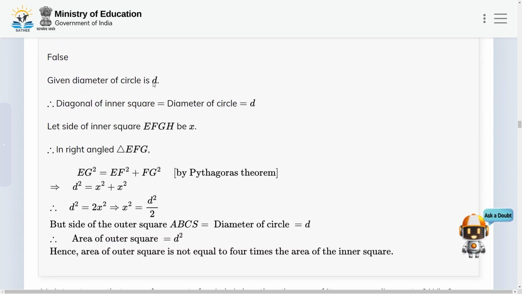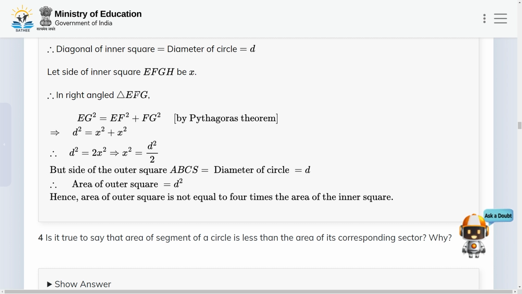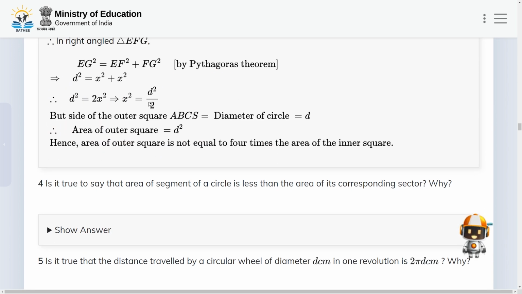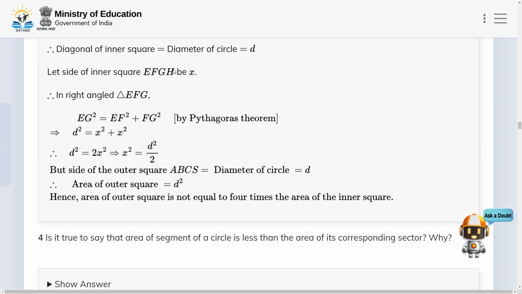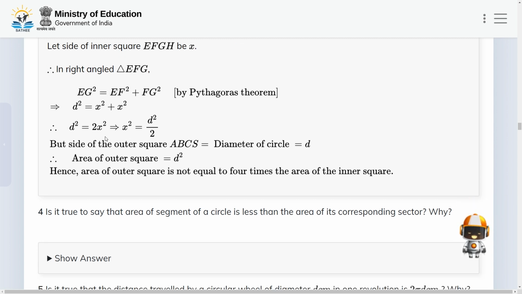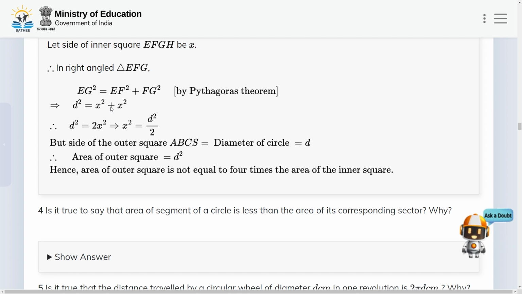So given the diameter of the circle is d, therefore the diagonal of the inner square is the diameter of the circle, that is d. Let the side of the inner square EFGH be x. So in right angle triangle EFG, by Pythagoras theorem, EG squared is equal to EF squared plus FG squared, and it implies d squared is equal to x squared plus x squared, that is 2 x squared, and it implies x squared is equal to d squared by 2.